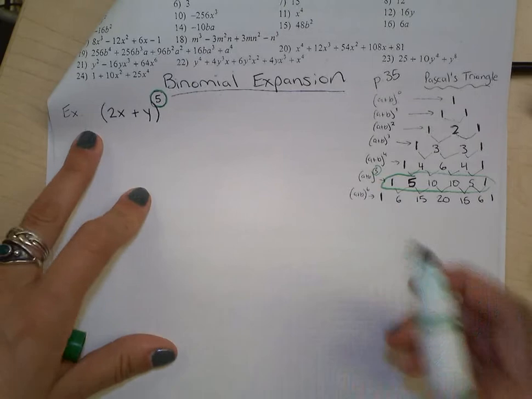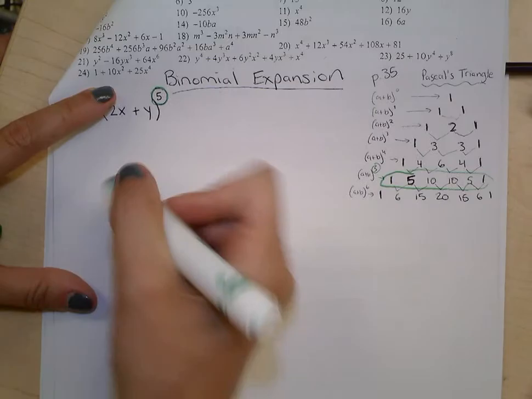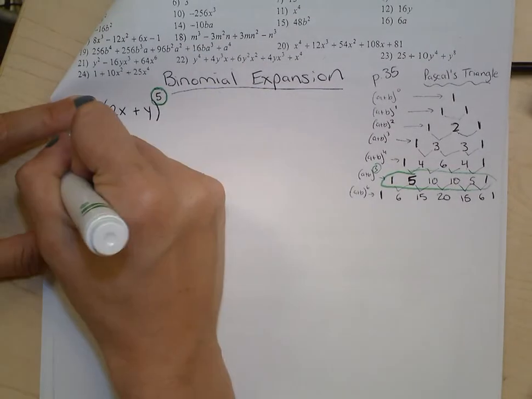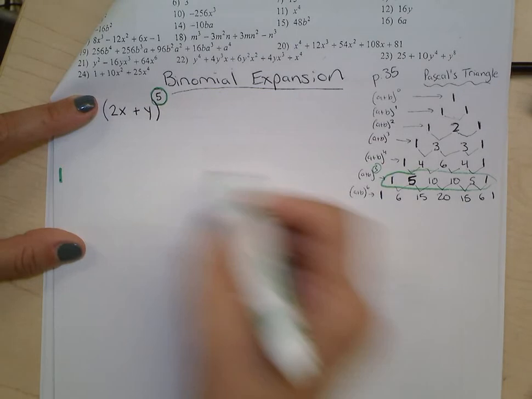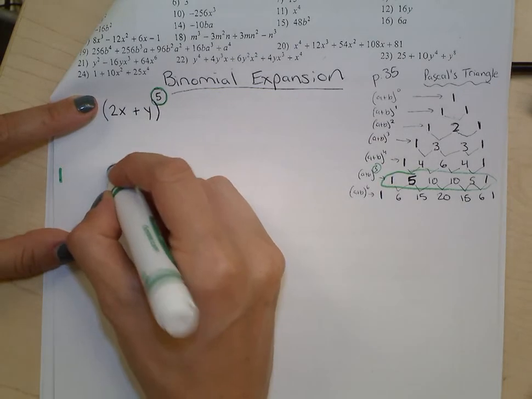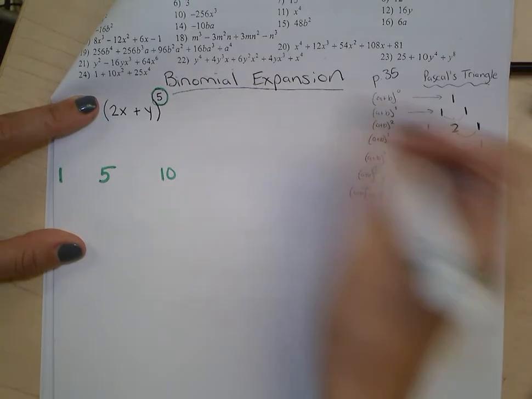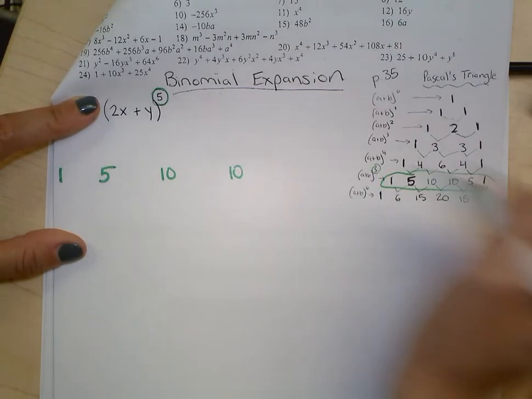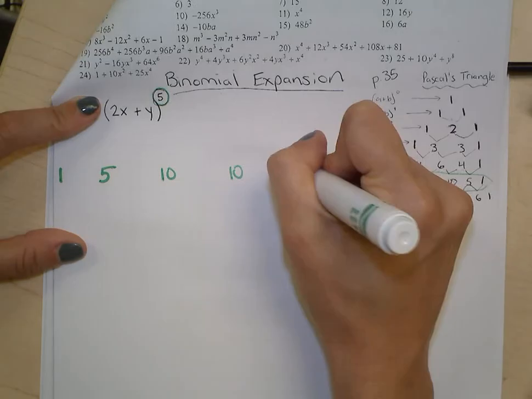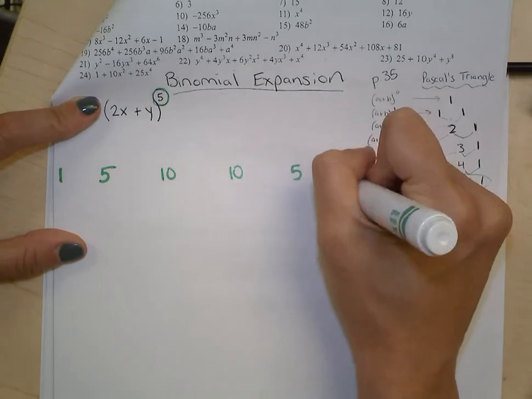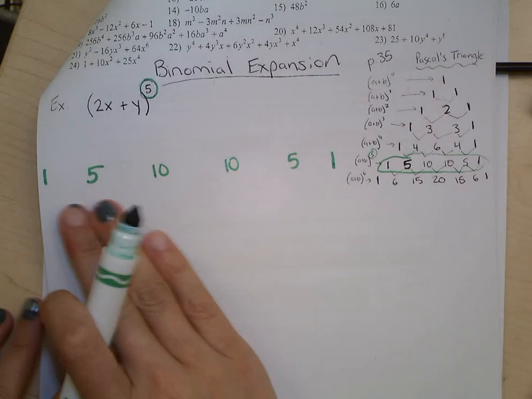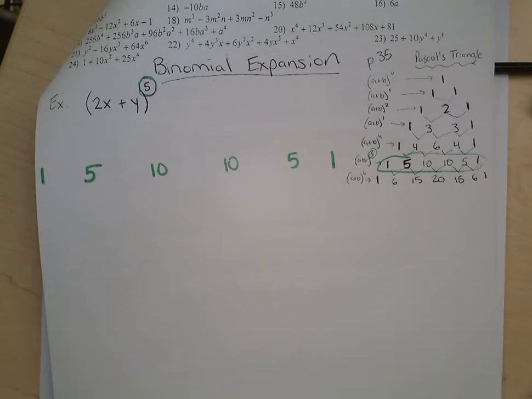So I'm going to write my coefficients out. I'm going to have 1, and I'm spacing them out as much as possible because I'm going to need space. 5, 10, 10, 5, 1. Okay, so I spaced out, these are my coefficients.